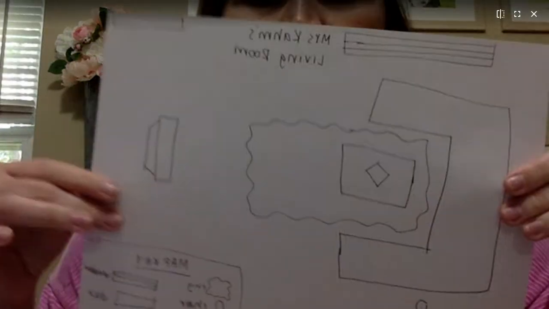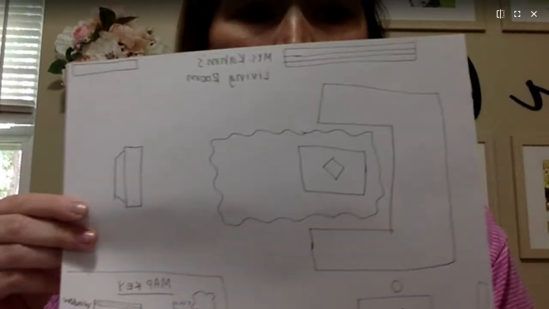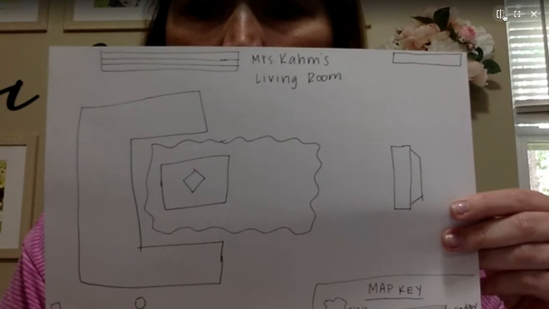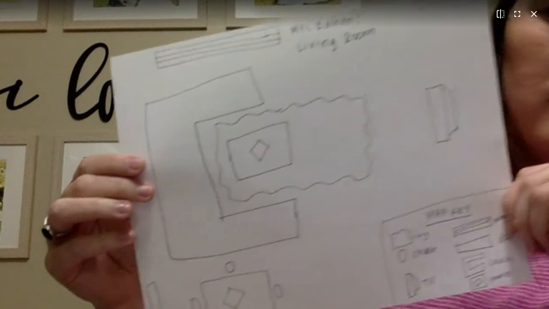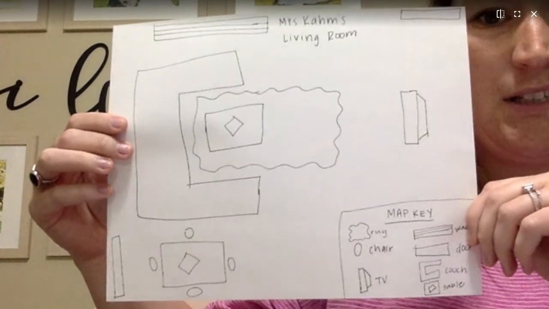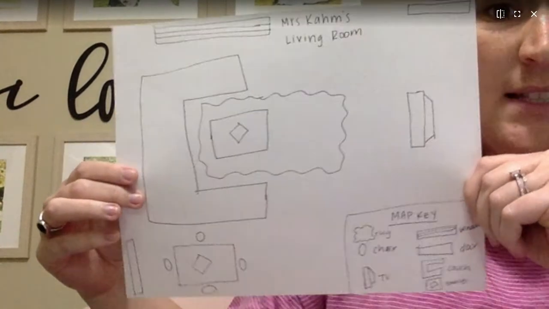I made a map while you were watching of my living room. So here we go. Here's my map. And I hope it's not backwards for you. I noticed. There we go. That should be right. Here's my map. And does it look like a living room? Not really, right? But that's because I have symbols in it.